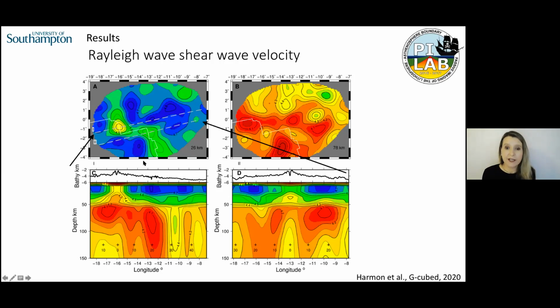Same story is true in cross section. You can see that the lithosphere gets thicker and seismically faster with age. This is true both in the north and in the south. And then at depth, we have these punctuated anomalies that are not really necessarily beneath the ridge. We also see evidence for a fast seismic velocity anomaly, possibly a downwelling.